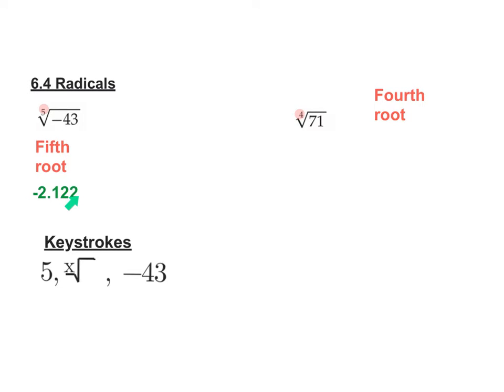So if you wanted to try it backwards and you wanted to take this and raise it to the 5th power, you'll see that it's close to negative 43. Obviously, this is an approximation. This is rounded, so it's not going to be exactly negative 43, but it's going to be close.